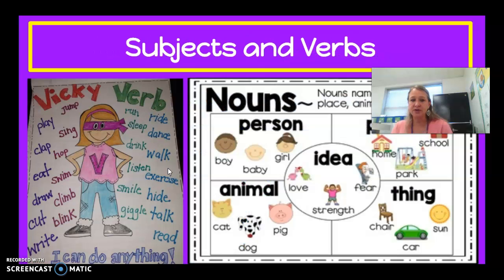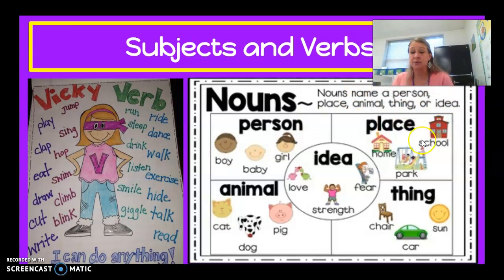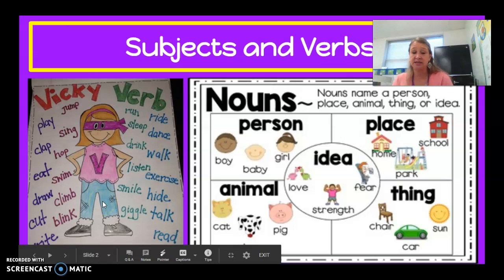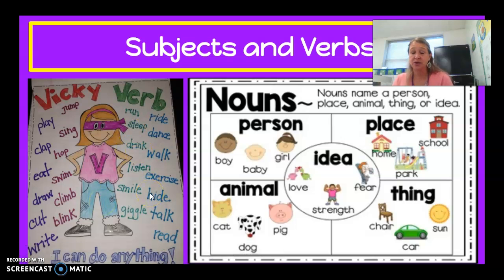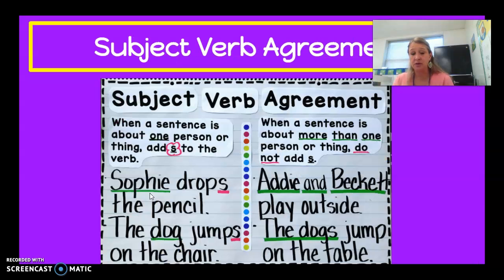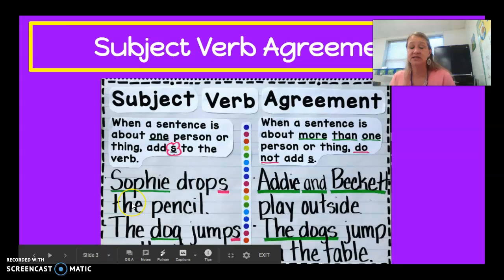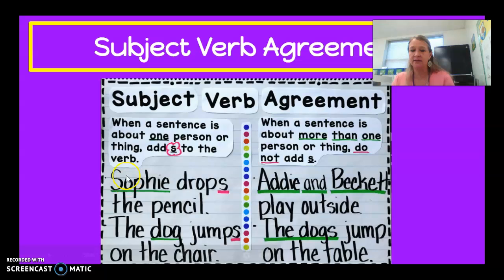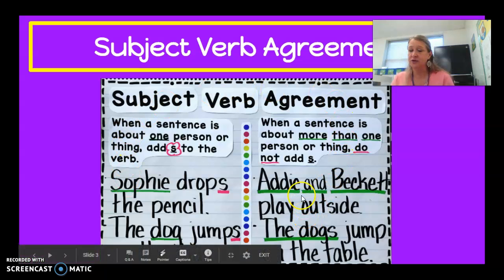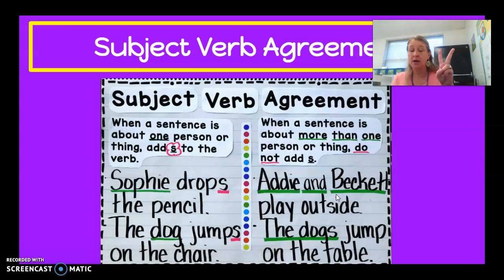All right, let's review what we talked about today. We remembered that nouns are a person, place, thing, animal, or idea that is usually the subject of our sentence, and that a verb tells what the subject does. The verbs are the words that tell you what you do or what you can do. We learned that subjects and verbs have to agree. You have to add an S if your subject is talking about one person, place, or thing. You don't add an S if your subject is more than one person, place, or thing.